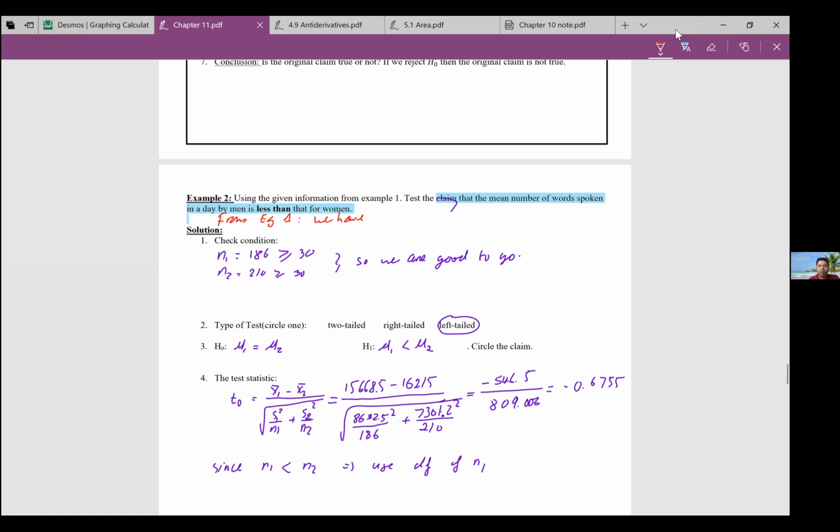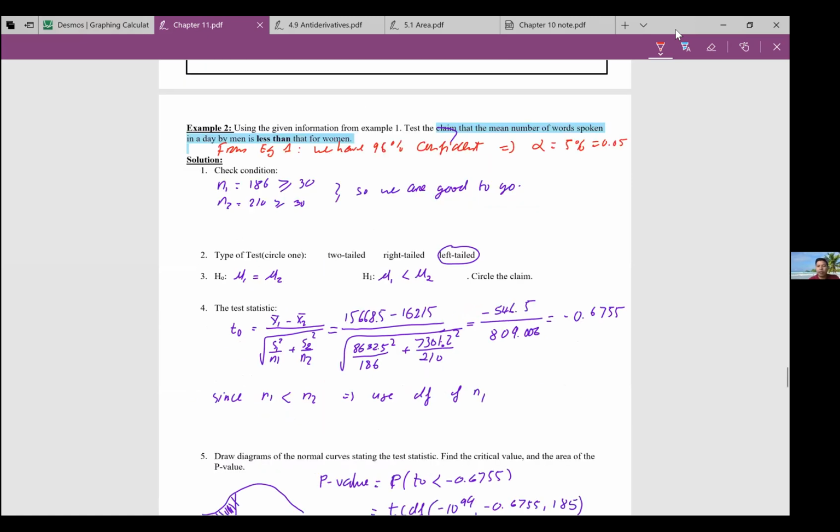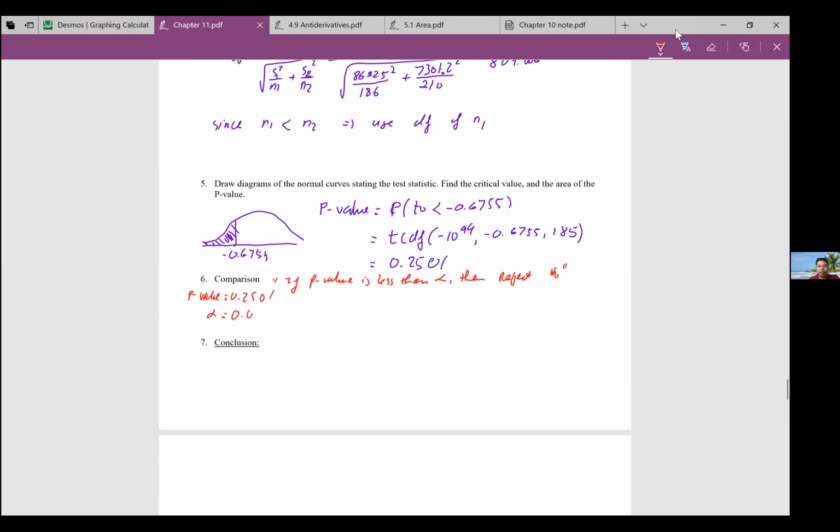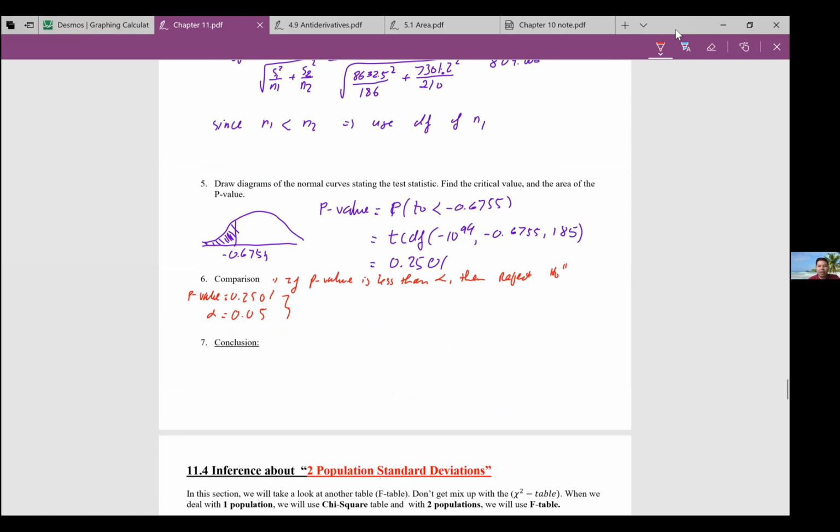All right, so from example 1, we have 95% confidence. Therefore, alpha will be 5%, which is 0.05. And that's what we're going to use because they're all going to be connected with each other, right? So alpha will be 0.05. And you can see here that 0.2501 is not less than 0.05. So do not reject the null hypothesis.